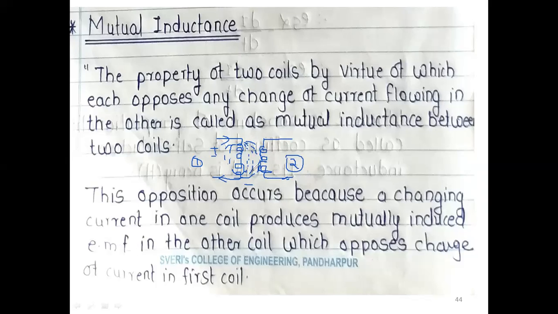Because of this flux linkage and the current carrying conductor here, if I change the current in the first coil, the flux linkage will change here, and EMF will be induced in the second coil. So because the first coil flux changes, or the first coil current changes, in the second coil EMF will be induced. That is nothing but mutual induced EMF. We are going to call that mutual induced EMF.